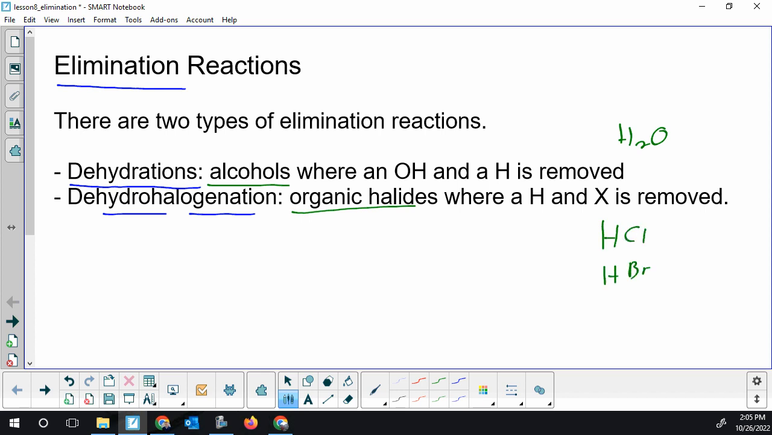In either case, whether you remove water or you remove H and a halogen, you're going to get a double bond where you remove them. So you're going to get an ene as a product. So let's take a look at dehydrations first.